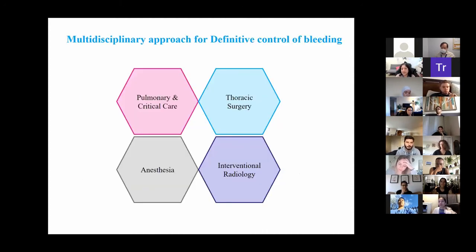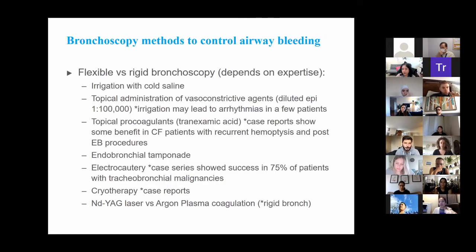So this kind of leads us into, well, how do we control this bleeding? And it's really important to realize that this is all multidisciplinary. So, a patient who comes in like this, we are involving anesthesia, IR, thoracic surgery, and pulmonary all together at the same time. And we're all discussing what the best plan might be going forward.